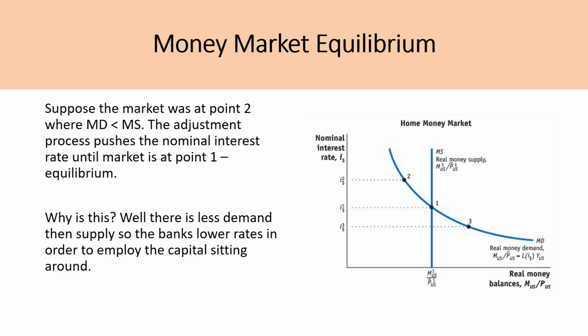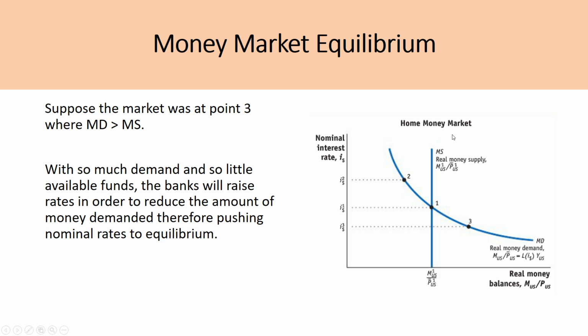If money demand falls and money supply stays the same, well, then you need to incentivize those people to use the money to take out more loans. So you lower the cost of that loan, and people take out more loans. Right? On the other hand, if we're at 0.3 where money demand is higher versus money supply, well, then there's more demand.